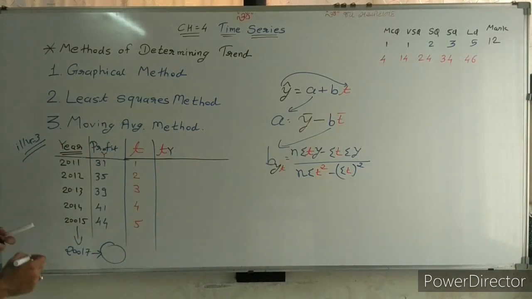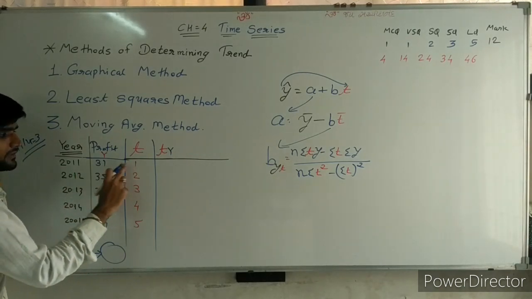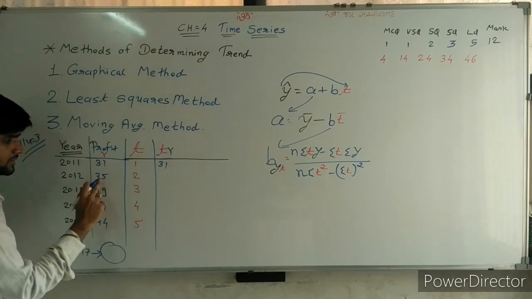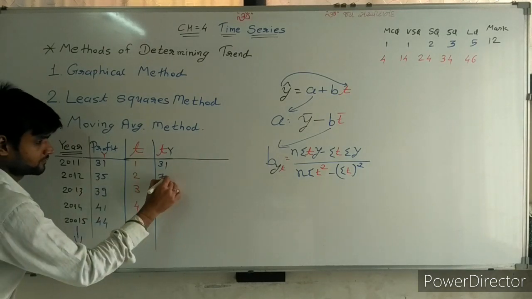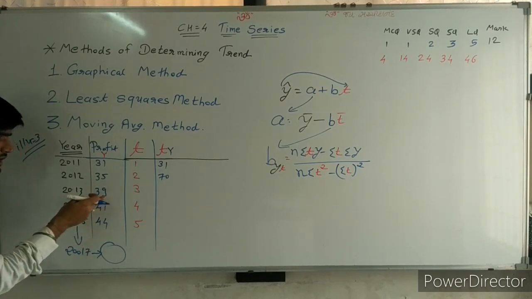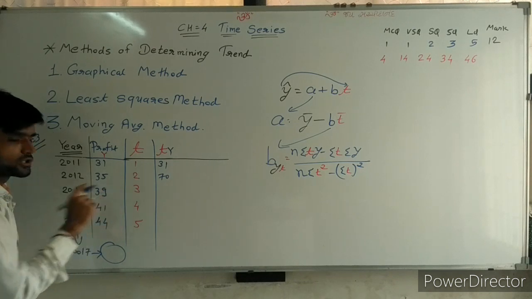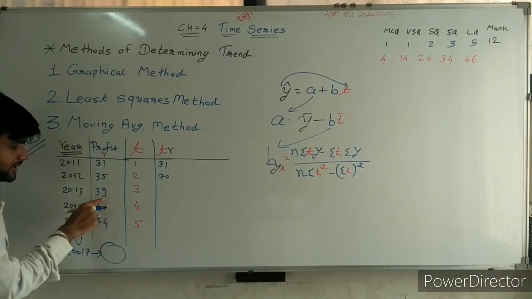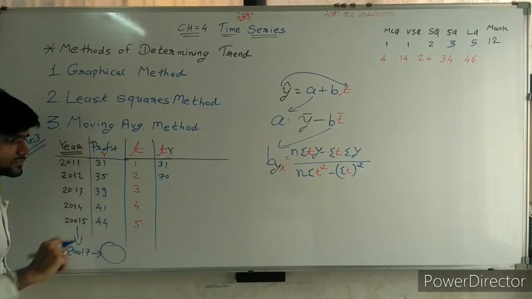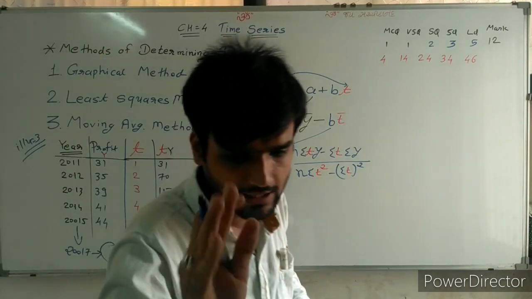Multiplication of T with Y. So multiply Y into T. 31 into 1. 35 into 2. 39 into 3. Now I cannot do 39 into 3, but don't worry. Make 40 into 3, 120. Deduct 3 from it. So 117. So you will get the perfect answer.